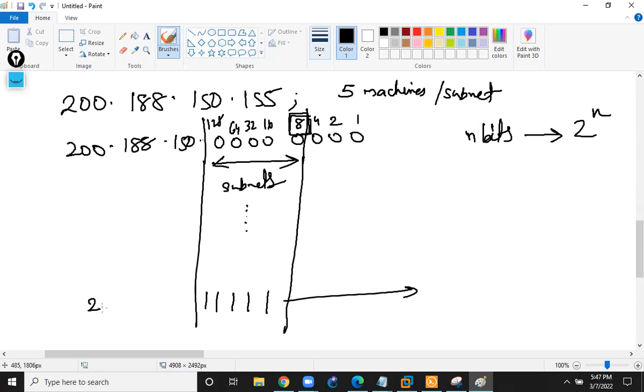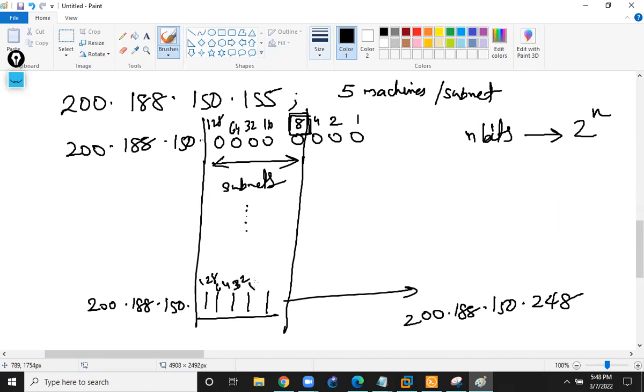So when you calculate it, you will get 200.188.150. Now when you calculate, you will get 248. Okay, so the last address is 200.188.150.248. When you add 128 plus 64 plus 32 plus 16 plus 8, then obviously you will get 248.